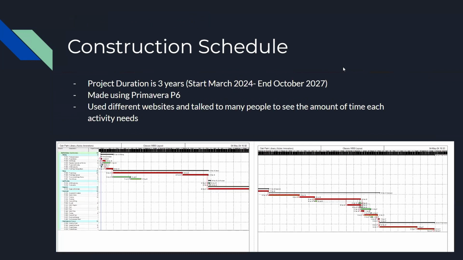For the construction schedule, the project duration was 3 years. We started March 2024 and ended on October 2027. 1 year of it was the design and 2 years was the construction. I made the schedule using Primavera P6, and I used different websites and talked to many people to see the correct amount of time I needed for each activity.